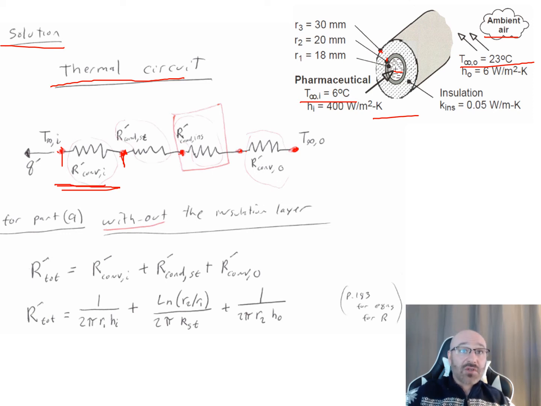And that's convection right there. Then we have conduction going through the steel in this section here. Then we have conduction going through the insulation in the next section right there. And then after that, we have convection again from the outside surface of the insulation to the ambient air and the surroundings.